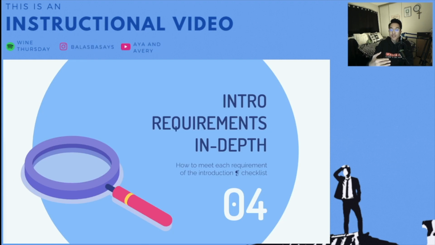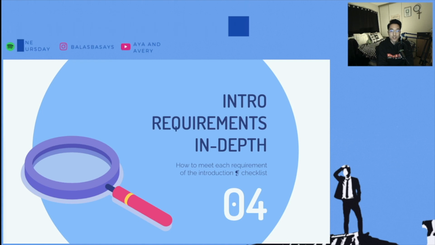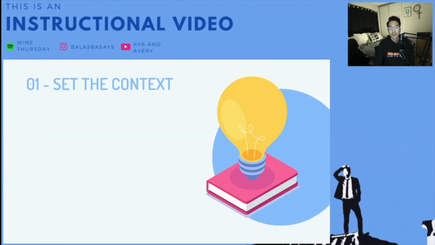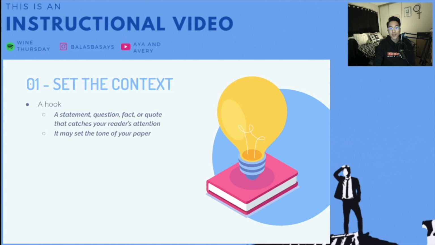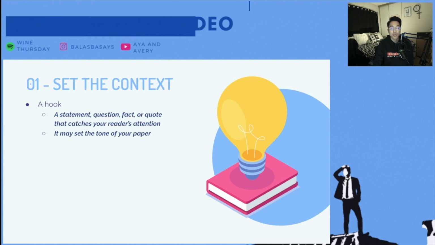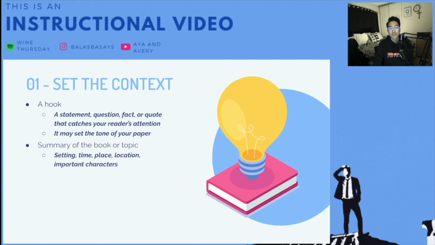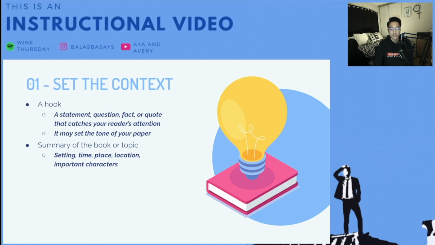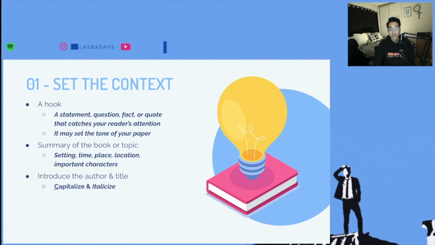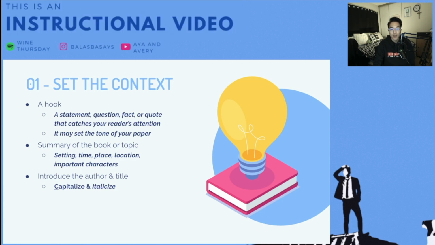So now let's go even more in depth. How to meet each requirement of the introduction checklist that we just looked at. Setting the context. Context allows us to set the tone or mood of the paper. And you can do that with a hook, which is a statement, question, or fact, even a quote that catches your reader's attention. And again, it may help set the tone of your paper. Then you can include a brief summary with key information like setting, time, place, location, and other important characters. And make sure you mention the author and title at least once. And again, that the name is properly capitalized and the title is italicized.